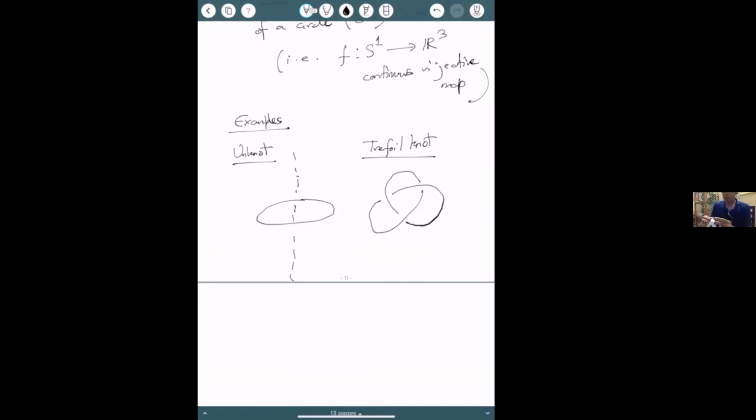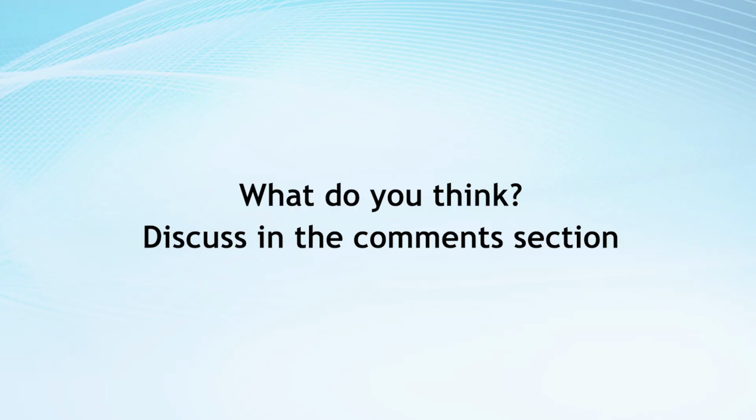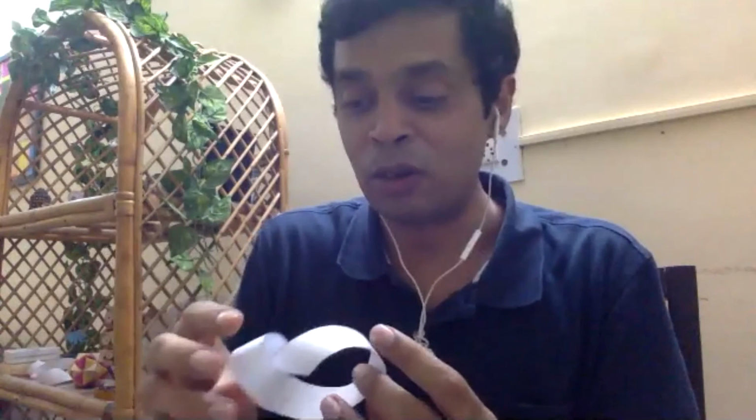Now, what happens when you cut this in half? Let me ask you folks first: do you think that after you cut it in half, it will give you one connected strip or two? People are guessing.